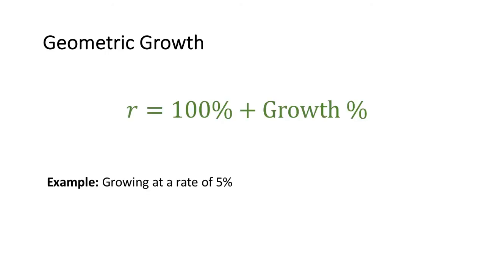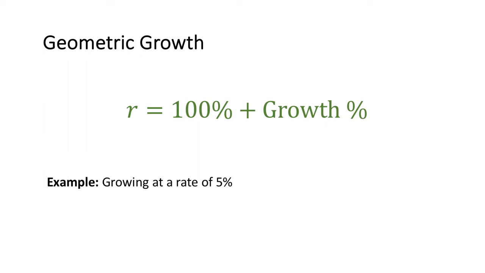An important concept with geometric growth is the r value and how we calculate that r value. We calculate it by adding the growth percentage that we are provided with to 100%. So 100% plus the growth percentage. That allows us to come up with a ratio that is going to be increasing the value of the number, because to be increasing, the value of our ratio needs to be above 1.